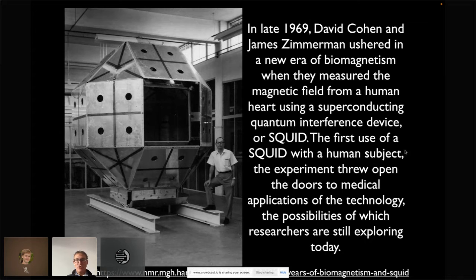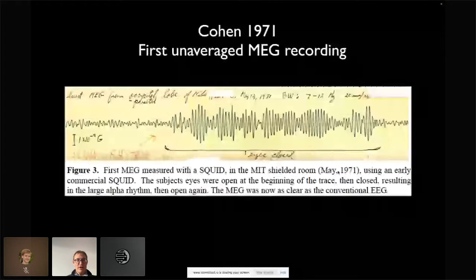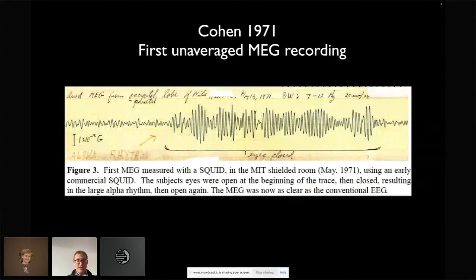The experiment threw open the doors to medical applications of the technology, the possibilities of which researchers are still exploring today. An important lesson from this, for me, is that the SQUIDs were there, and what was missing to get good data was the shielded room that David Cohen was an expert in. And this allowed, a couple of years later, in 1971, to record the first brain signals, not the heart, but this time the brain, using MEG.